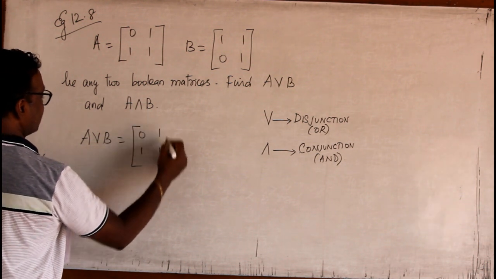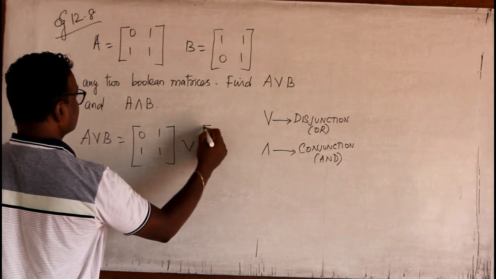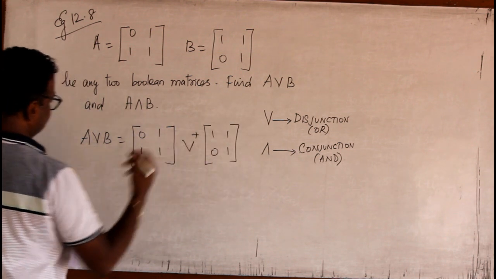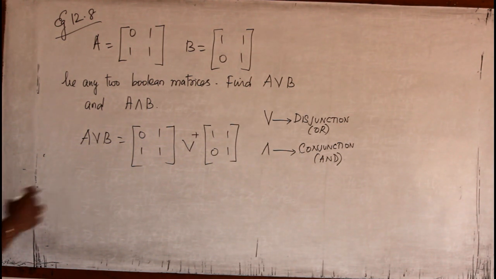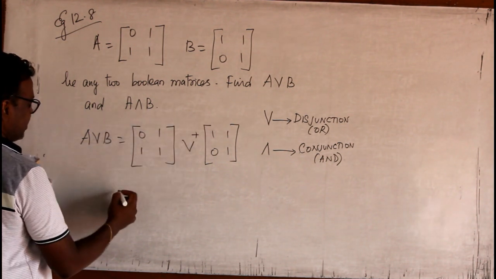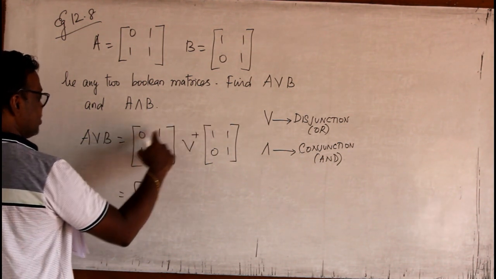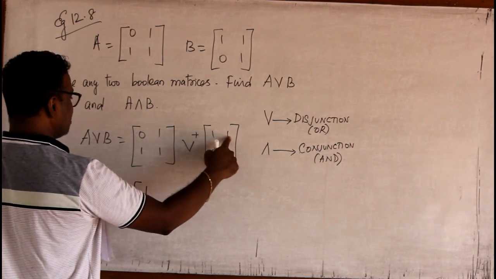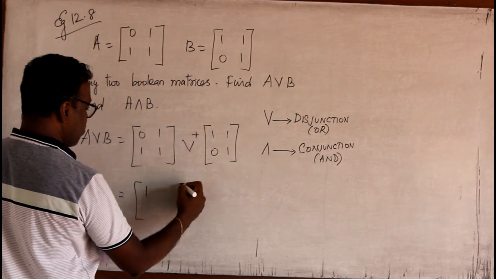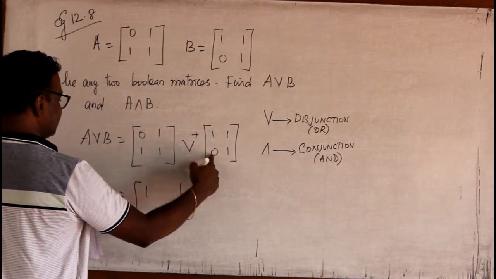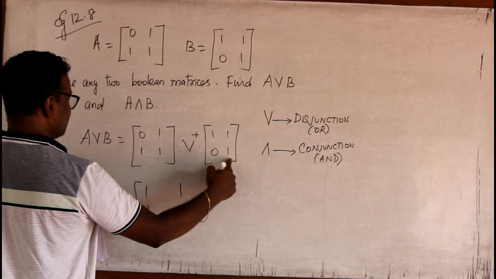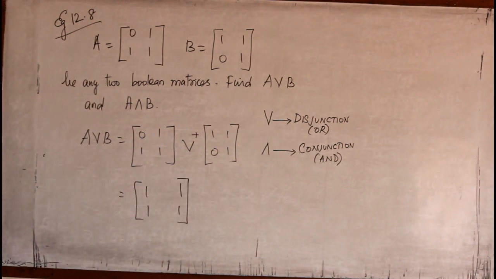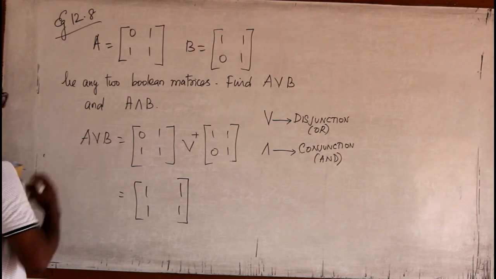0 1 1 1 OR 1 1 0 1. OR means plus. You can write plus also there. We know how to add, but the only thing is 0 plus 1 is 1. 1 plus 1 is not 2. 1 plus 1 is 1. So 1 plus 0 is 1. 1 plus 1 will be 1. This is how they are, right? This is called A disjunction B.